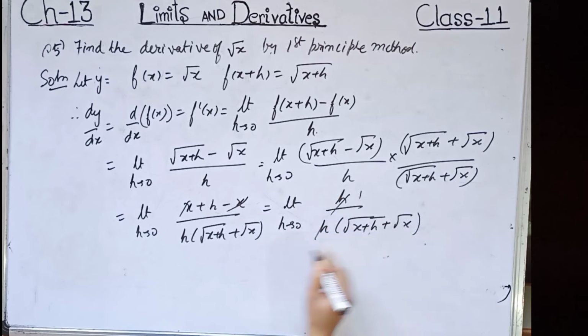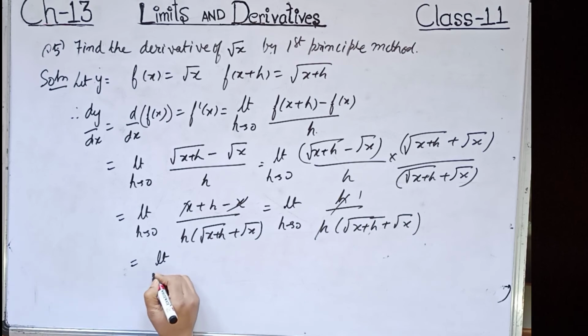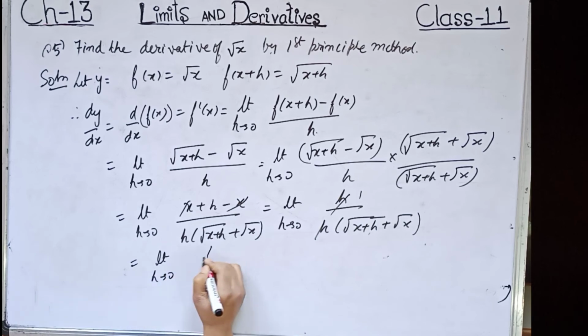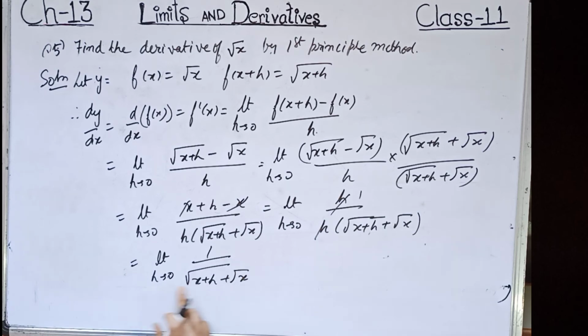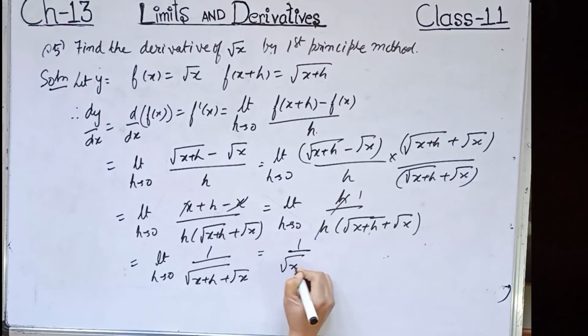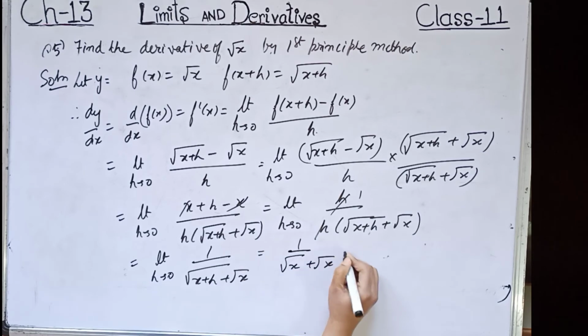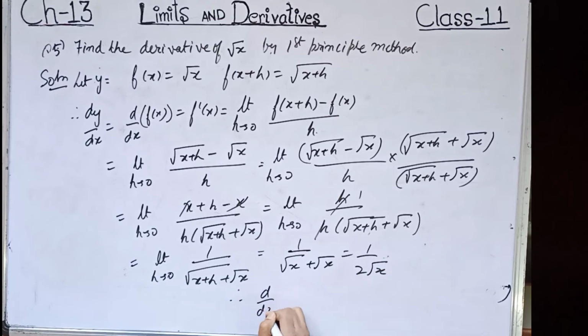Again this h is cancelled and we are getting limit h tending to 0, 1 by root x plus h plus root x. Now it is coming in the defined form. If you put h equal to 0, it will be a defined number. So let us put h equal to 0. So we are getting 1 by root x plus root x, equals 1 by 2 root x. Therefore d by dx of root x equals 1 by 2 root x.